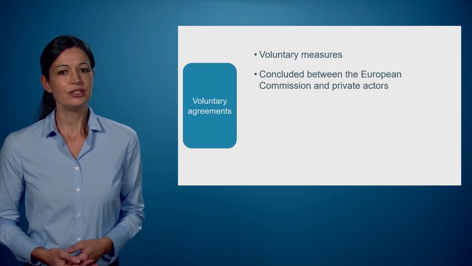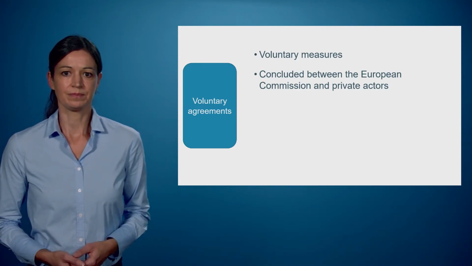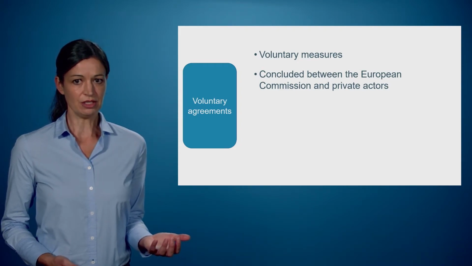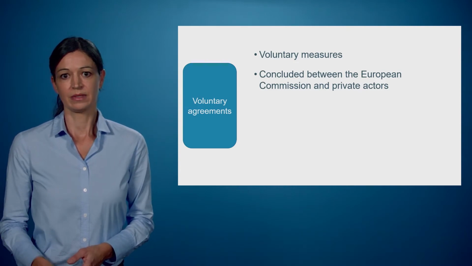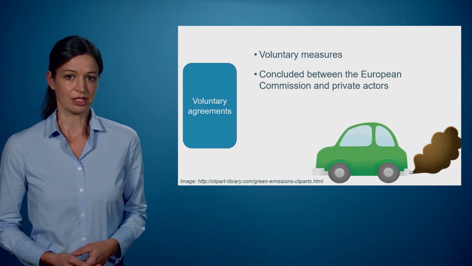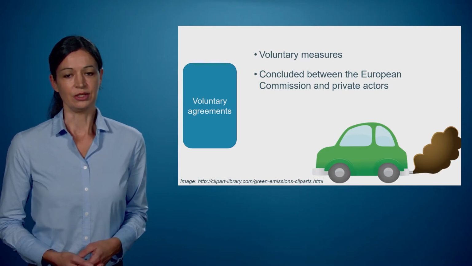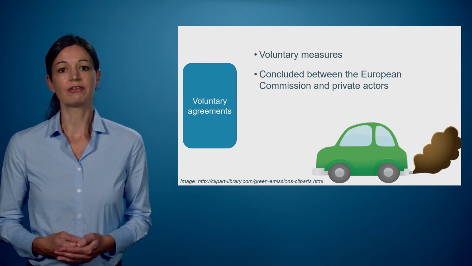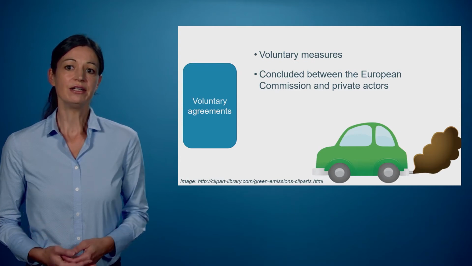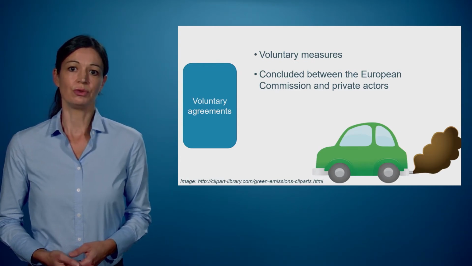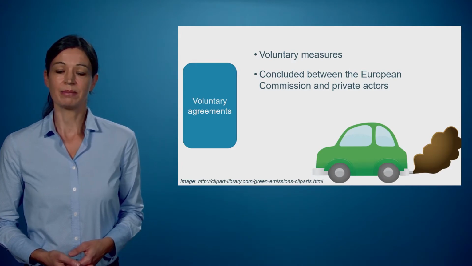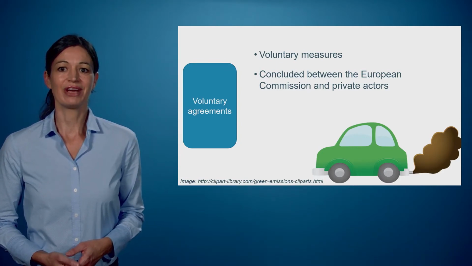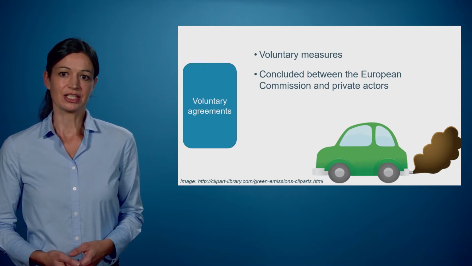Voluntary agreements are not used very frequently, but they do exist. In the EU, such voluntary measures are generally concluded between the European Commission and certain groups of private actors. One example concerns car emissions. In 1998, the European Commission and the European Car Manufacturers Association concluded a voluntary agreement to achieve an average of 140 grams per kilometer of CO2 by 2008 for all passenger cars sold in the EU. This voluntary agreement, however, failed and was replaced by legislation.